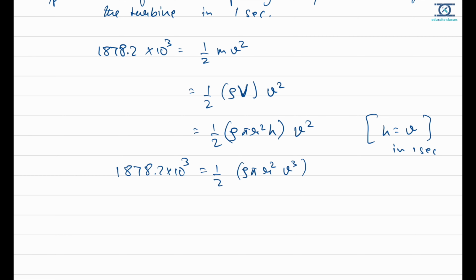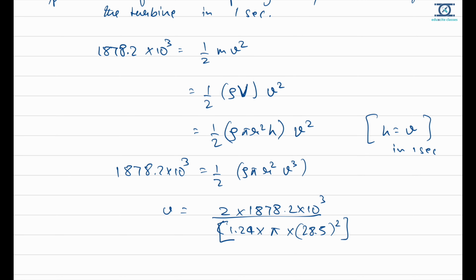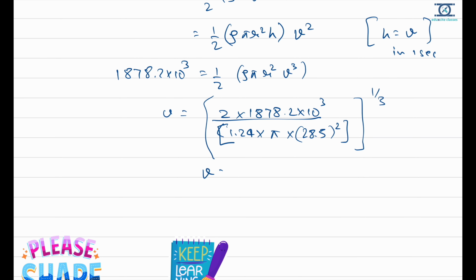1878.2 into 10 raised to power 3. So v will be equal to 2 into 1878.2 into 10 raised to power 3 divided by density, which is given to us as 1.24, pi, radius is given 28.5 square, and this will be raised to power 1 by 3. So if you put the values, you will get v something around, rounding off to 3 significant figures, 10.6 meter per second. I have already done the calculation, guys, you can check. So this will be your answer for question number 5.